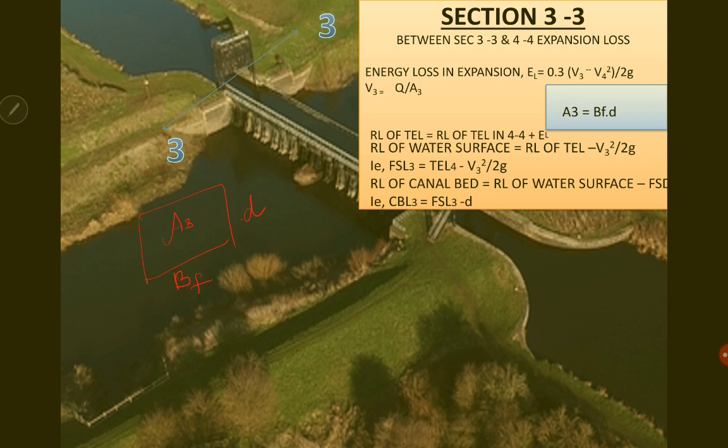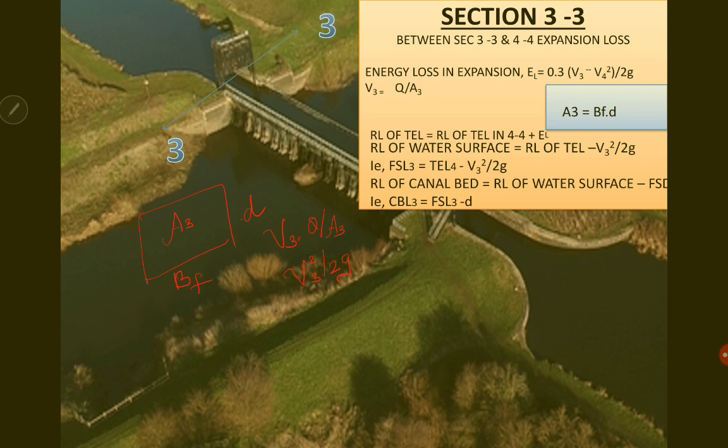So if area is A3, what will be the velocity there? V3 will be Q by A3, right? So Q by A3 is also found out. So if Q by A3 is the velocity there, what will be the kinetic energy head there? Kinetic energy head is equal to V3 square by 2G. Okay, this also we can find. But then one more thing you have to note here. There is an energy loss due to expansion between section 4 and section 3.